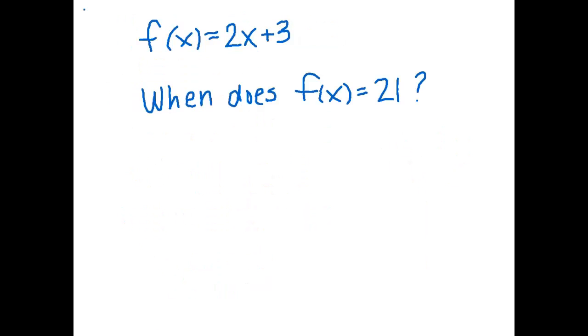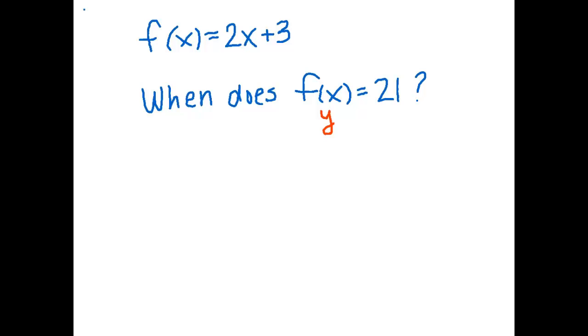I'm going to move to the next. So notice I have the same function, f of x equals 2x plus 3, and I've asked you a different type of question. I want to know, when does f of x equal 21? So f of x, remember, is the same thing as y. And I want to know, when does this function equal 21? So I want to know, when are the y values 21? So notice I didn't give an x value here.